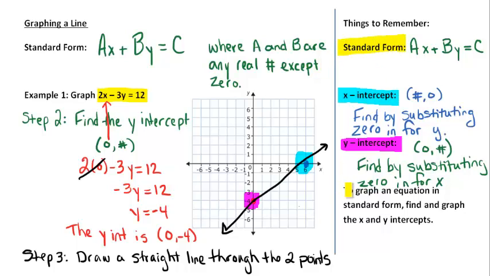So in summary, standard form is ax plus by equals c. And to graph an equation in standard form, I want to find and then graph the x and y intercepts.